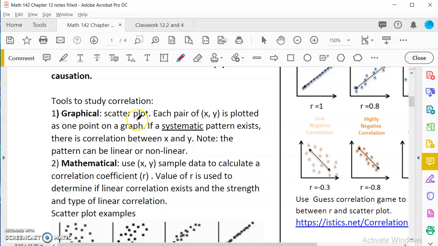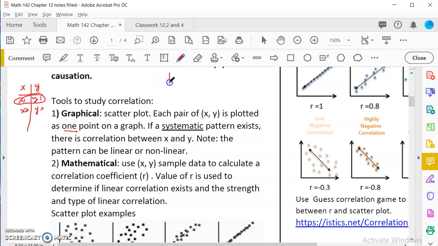Without doing calculation, we can actually tell if the two types of data X and Y are correlated. The way you do it is, if you have matched pair data, they are matched pairs because each pair is related. So this is x1, y1, x2, y2. We'll form each as one point. We are not graphing x and y separately. We graph x, y together as one point on a graph.